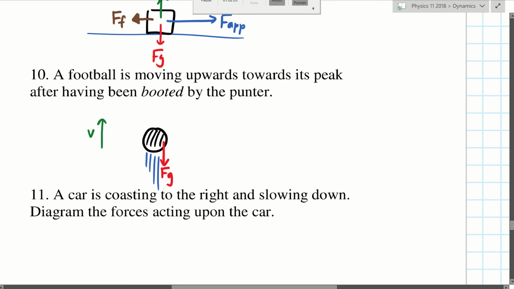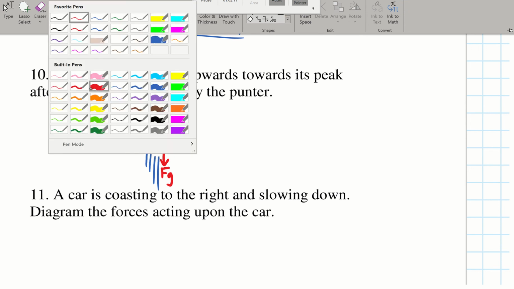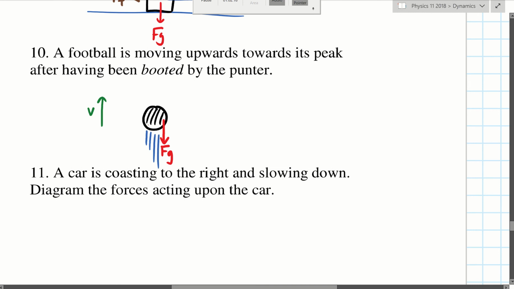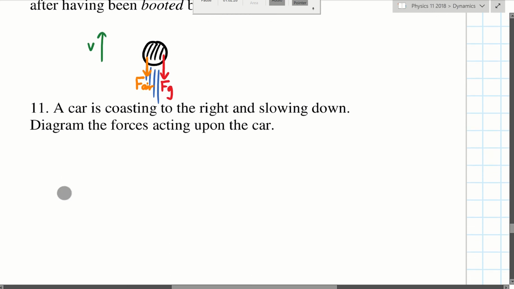So air resistance goes against motion. This object is in the air, so you have air resistance. It goes against your motion, which means it will go down. So there you go, goes down like that. So air resistance and gravity actually work together in this case.